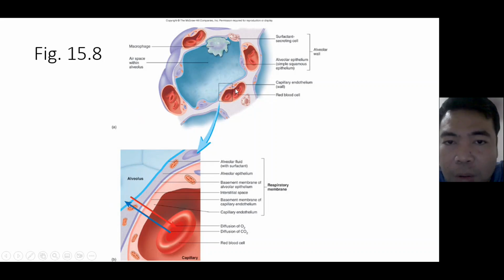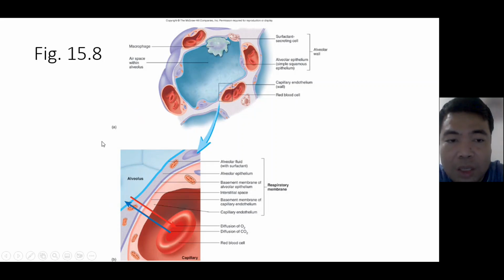Itong membrane na to. Wherein, when we enlarge this membrane, itong small rectangular structure na yan, ito yung itsura ng respiratory membrane. This membrane is a thin membrane where oxygen and carbon dioxide diffuse in the opposite direction. Kaya nga tinawag na gas exchange kasi nagpapalit sila ng pwesto.